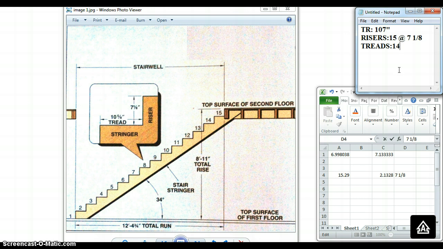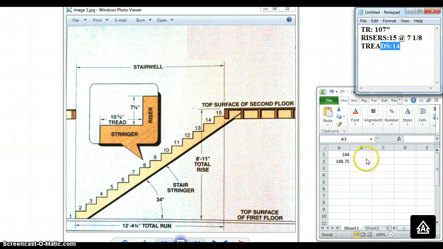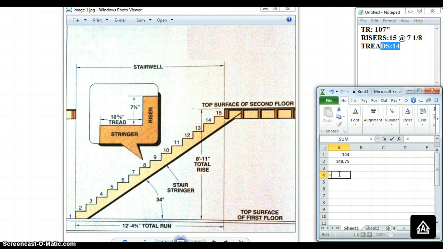You will again need to convert the 12 foot 4 3/4 to inches, as we did with the total rise. So our 12 feet multiplied by 12 inches per foot gives us 144, plus 4 3/4, gives us a total run of 148.75. And we know our treads, as listed above, are a total of 14. We'll go ahead and take that 148.75 divided by 14.